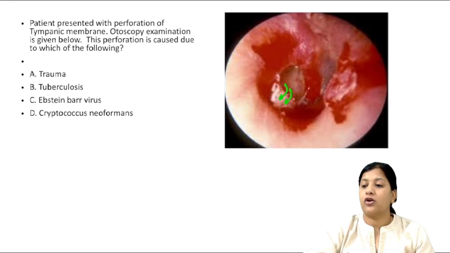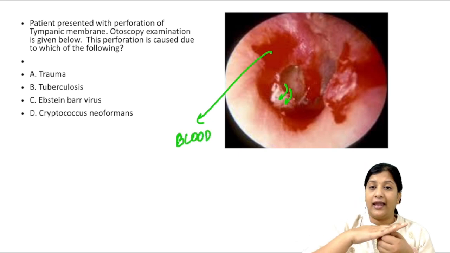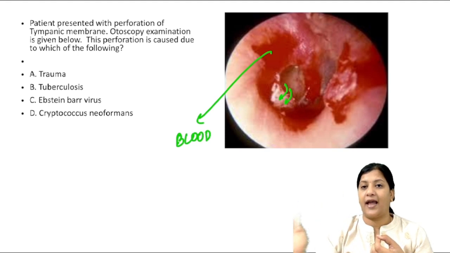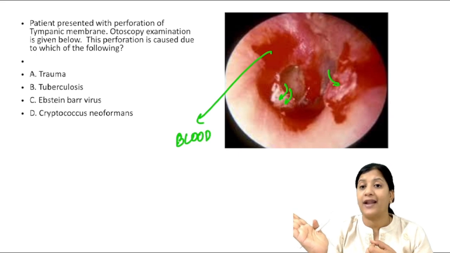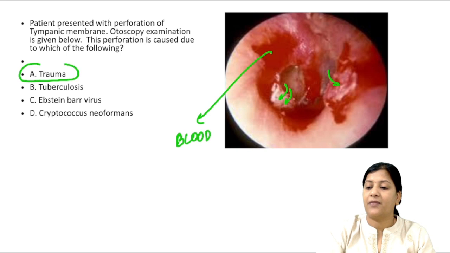How do we know it is trauma? You can see blood in the external auditory canal. The edges of the perforation have got everted and are coming out as a flap. So you can see here the flap of mucosa that has ruptured has been reflected out. So this is suggestive of a traumatic perforation.